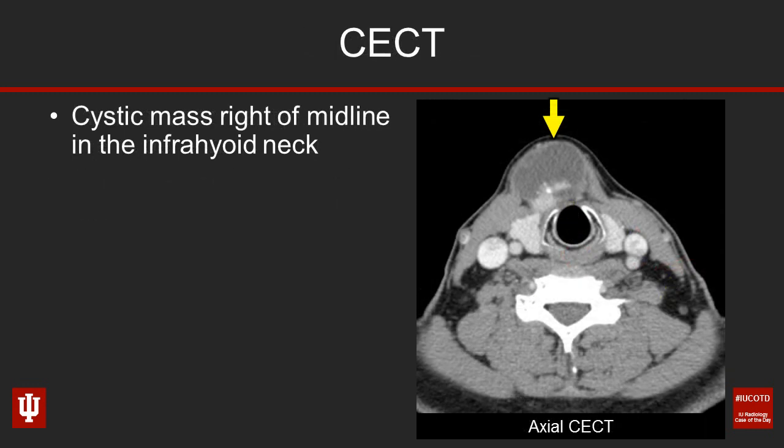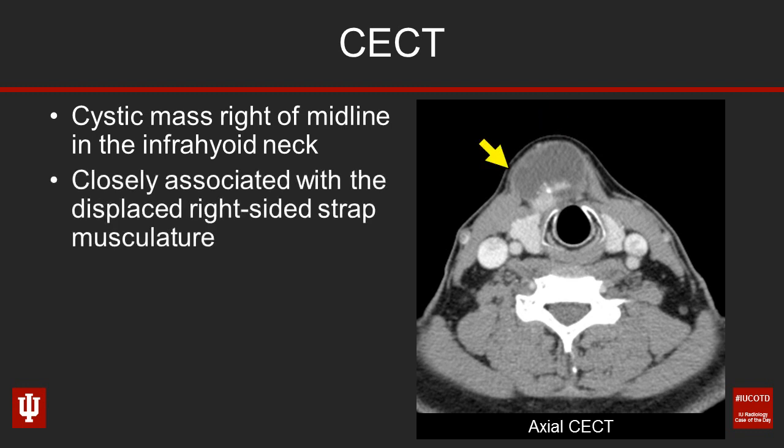So let's take a look at our contrast enhanced CT. Again, this is an axial contrast enhanced CT through the level of the cystic mass that you can see denoted here with the yellow arrow. Now we're in the infrahyoid neck, and if you'll notice, this mass sits just right of midline. And it's closely associated with the right-sided strap musculature, which, as you can see by this arrow, has been displaced, sort of pushed a bit laterally.